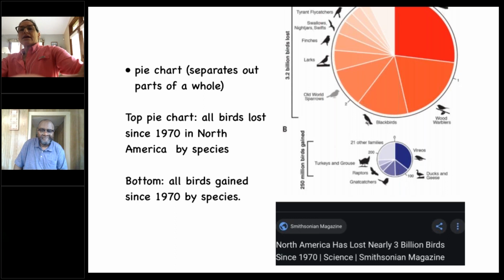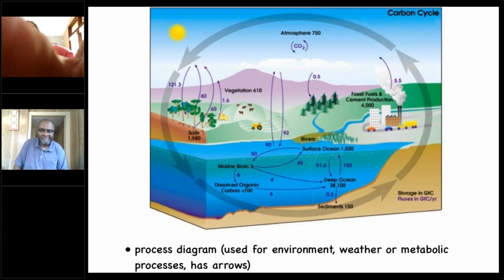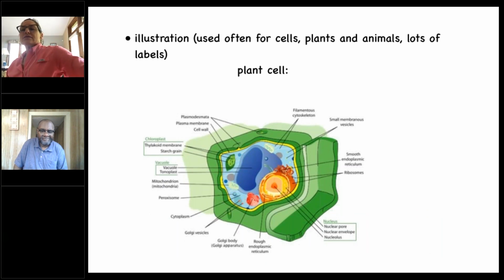This is called a process diagram, and we're going to have a practice question later for this, but the main thing you're going to see in a process diagram is lots of arrows, and they use them to describe the environment, weather, or metabolic processes, like things that happen in the body. Illustrations, you see these a lot in biology, like just a drawing of a cell. It's not actually what a cell looks like, but it's an artist's idea of a cell with lots and lots of labels.